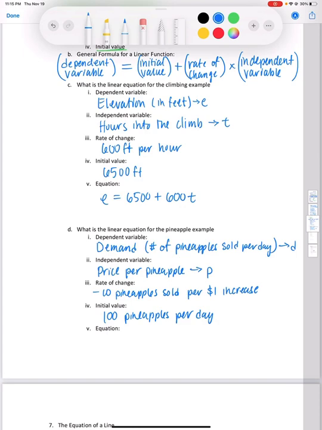Okay. And so now we have our equation. Our dependent variable, that's the first item. So look up to part B for the guidance on that. Our dependent variable was D, demand for pineapples, equal to the initial value, which was 100 pineapples per day, and the rate of change is minus 10 pineapples per dollar increase, and multiply that by the price per pineapple, P. Okay, so there's our equation.